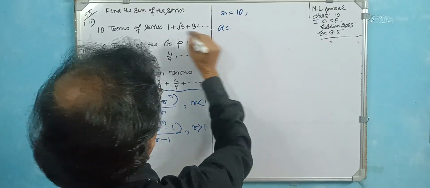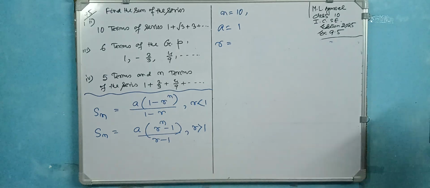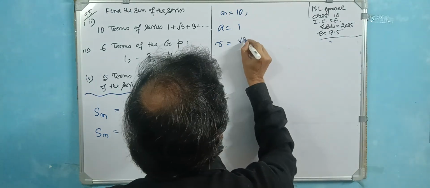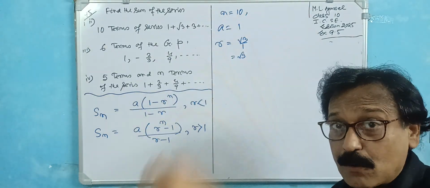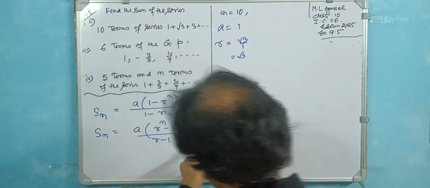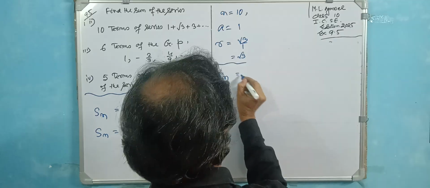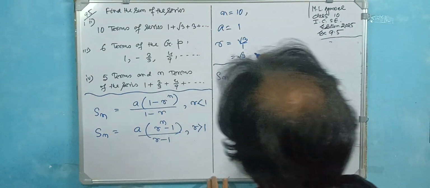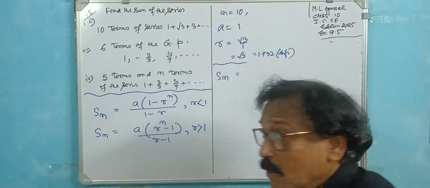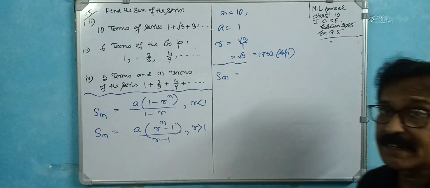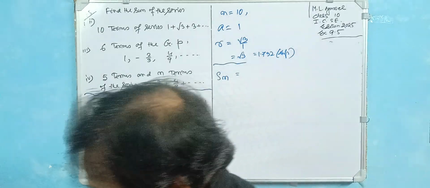So a is 1. What is r? r means the common ratio, a2 by a1. That means here it is root 3 by 1, so ultimately root 3. So root 3 is greater than 1, so you apply this formula. The value of root 3 is approximately 1.732, which is greater than 1. So you don't use the other formula, use this formula.